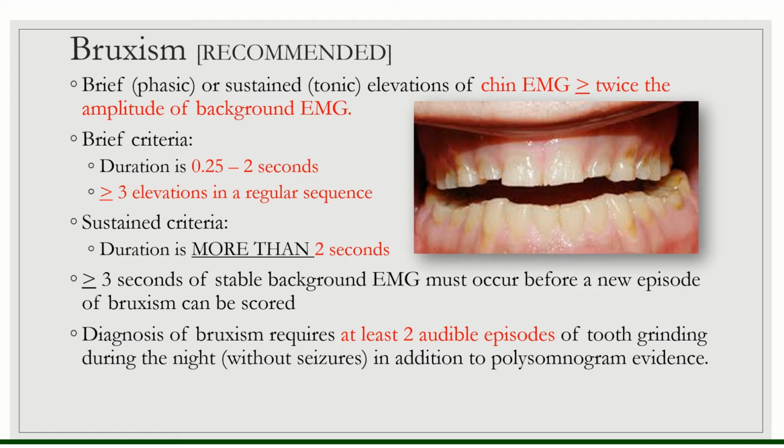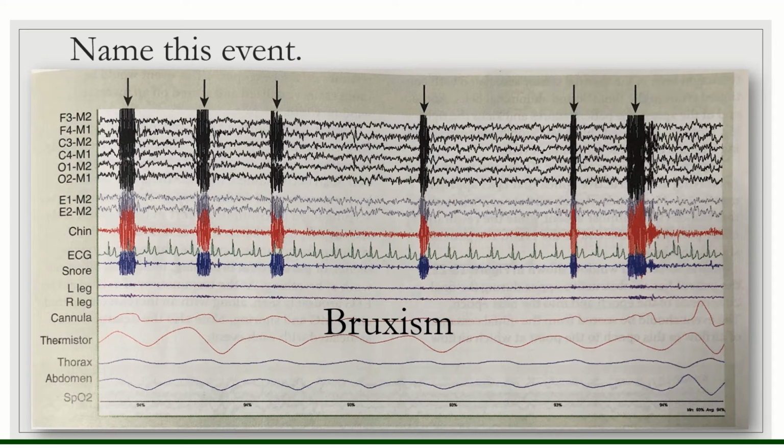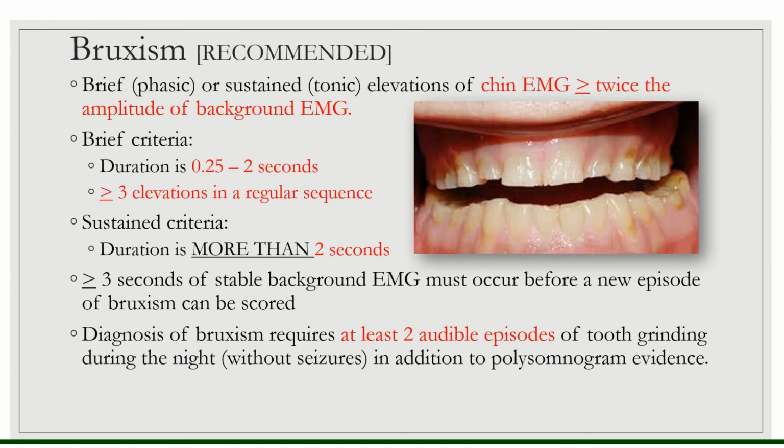So let's go back a few slides so that we can know what we're talking about. Okay, so these are what we call brief episodes of bruxism. It's not sustained, but it's brief. So the amplitude is at least twice the background EMG amplitude. I would say it's even more than that. It might be 4 or 5 times the background amplitude, but you definitely would see a difference in the background amplitude when you're scoring bruxism.